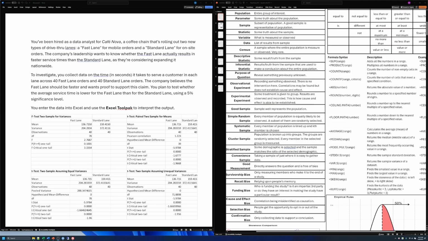Hello everyone, let's go ahead and start another practice problem. So let's go ahead and read through this. It says that you've been hired as the data analyst for Cafe Nova, a coffee chain that's rolling out two new types of drive-through lanes, a fast lane for mobile users and a standard lane for on-site orders.